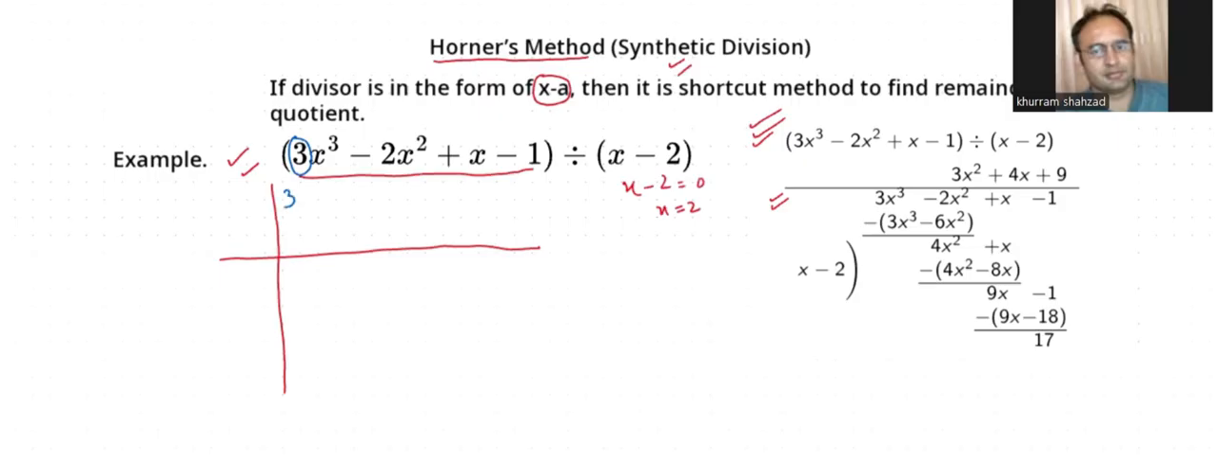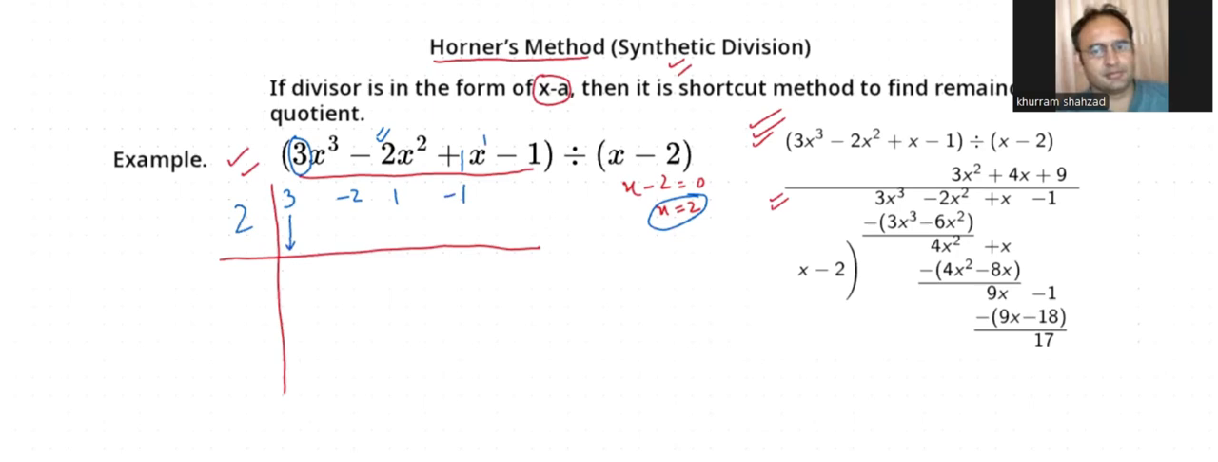Then the next term is x squared, and its coefficient is negative 2. So with some space, I will write here negative 2. And the next term is x raised to power 1, its coefficient is 1, so I will write here 1. Next, it is the constant term, which is negative 1. Now with some space, I will write here negative 1. So now this 2, I will write here. So I will take this 3 down as it is.